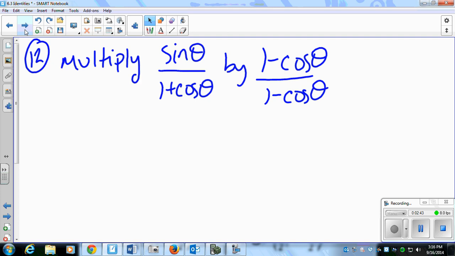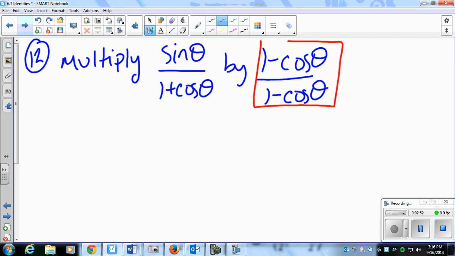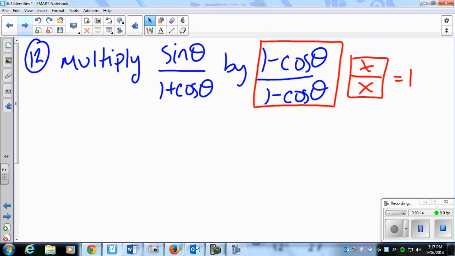Another strategy is to multiply things by a unique form of 1. When we multiply things by 1, that helps us acquire common denominators, and it will also help us simplify things out. A lot of times you have to be very strategic in the type of 1, but we always know it's 1 because you have something over itself, and anything over itself is equal to 1. So that's going to be another strategy as we work through these identities.